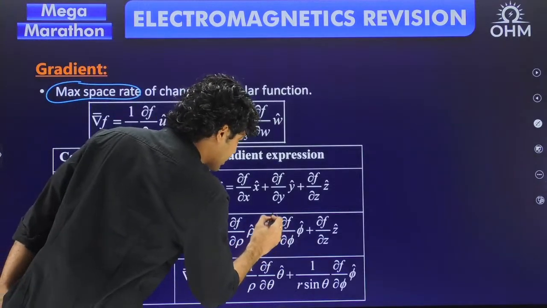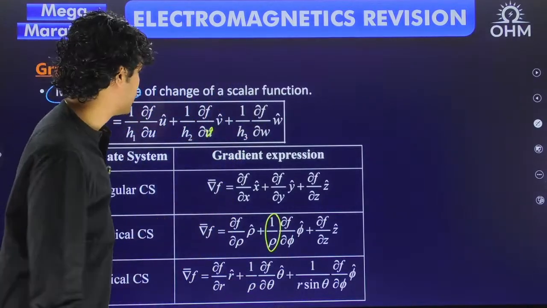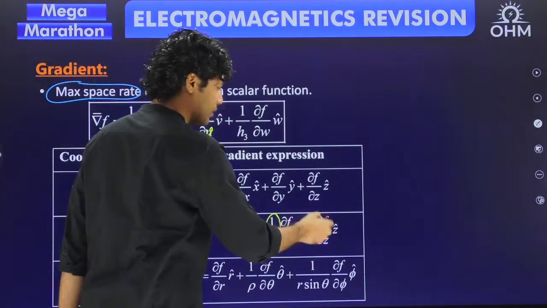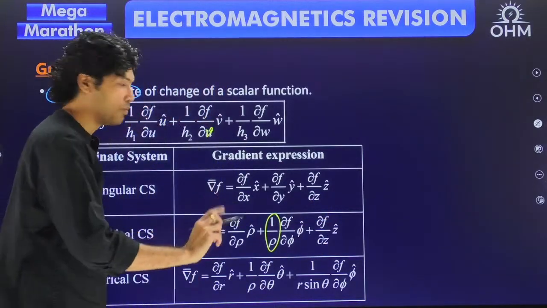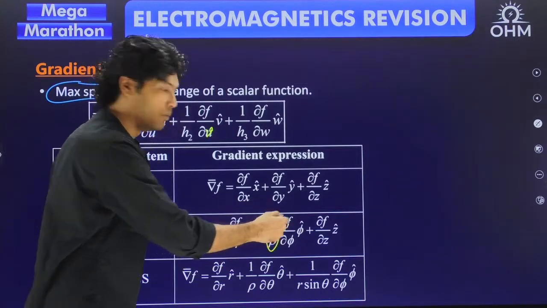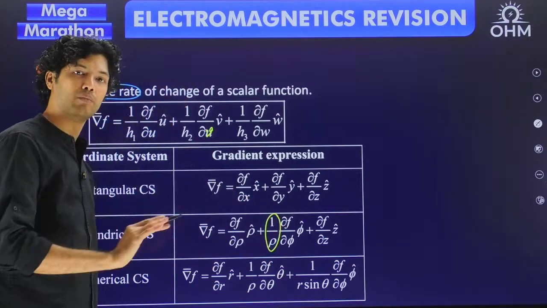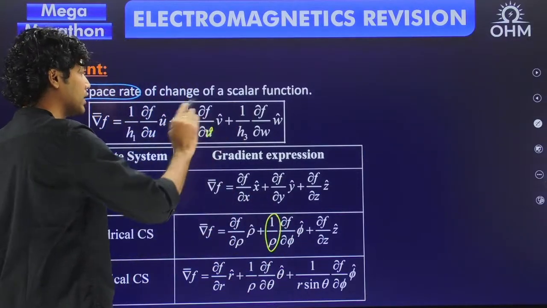So this is one term. Don't miss that. People do miss that, and this is one of the silly mistakes people make. 1 by h3 is simply 1 by 1, which is 1 only. One more mistake people make is either they completely remove it or they write it as rho into dou f by dou phi. No, you should not take it as rho into dou f by dou phi. This is simply 1 by rho into dou f by dou phi from the curvilinear format.